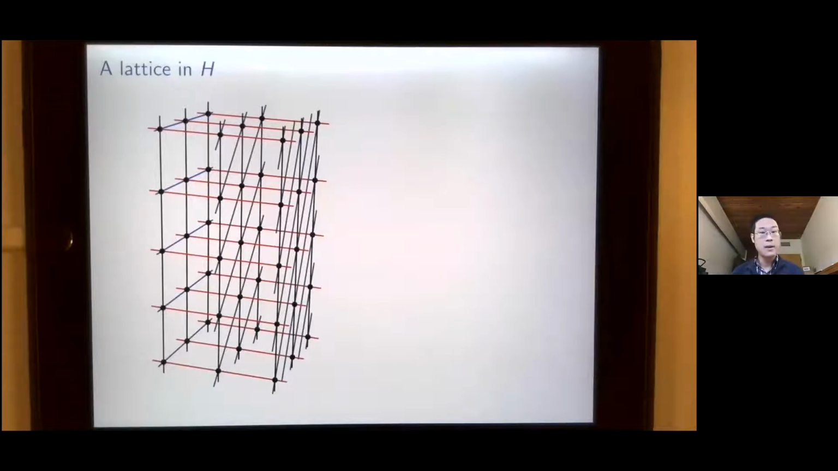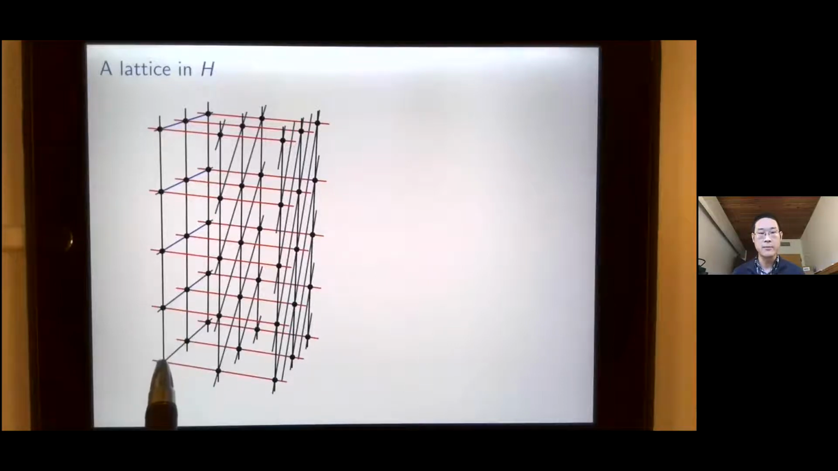Furthermore, you can see the relations that we mentioned on the previous slide in this picture. If you start at any point and you multiply x, y, x inverse, y inverse, you get back to where you started.